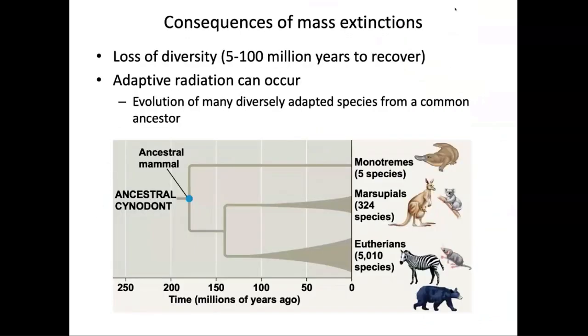It takes a long time for species to recover from mass extinctions. That was recovery, what happened, but it's a long, long period of time, which is why we're so worried about mass extinctions today. Also, I should mention from the ecology chapter that the biggest threat.